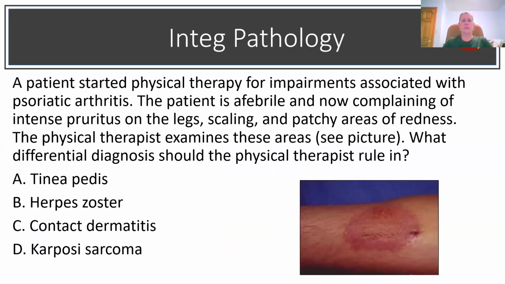A patient started physical therapy for impairments associated with psoriatic arthritis. The patient is afebrile, so they don't have a fever. They're now complaining of intense pruritus, which is itching on their legs, scaling, and patchy areas of redness. The physical therapist examines these areas. See the picture. Which differential diagnosis should we rule in?